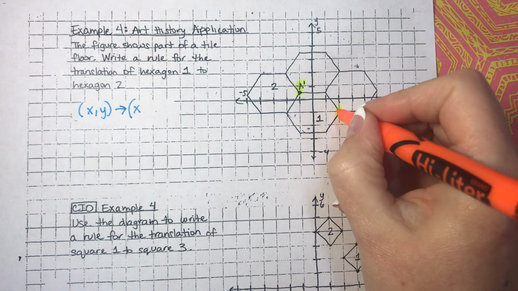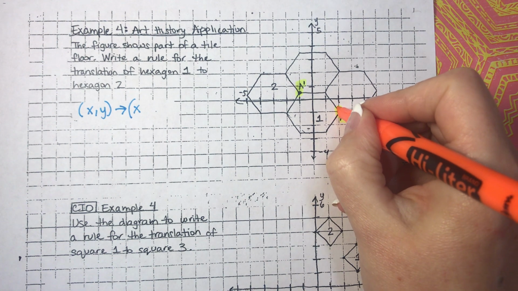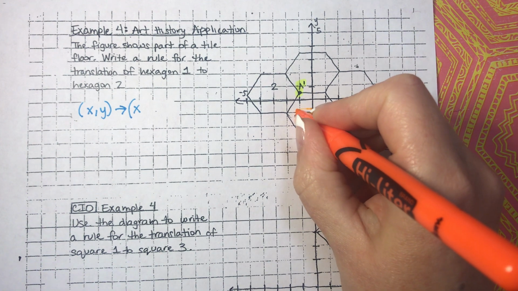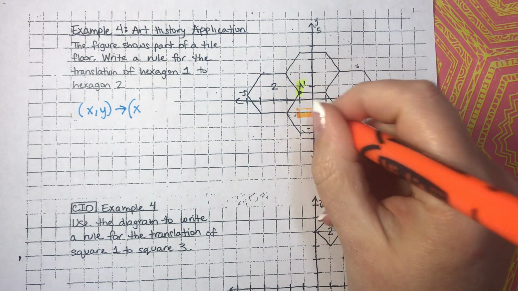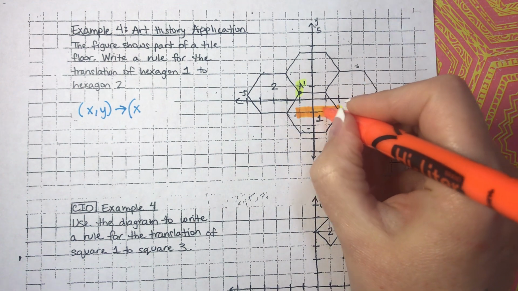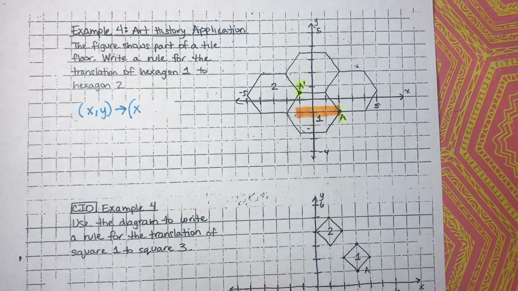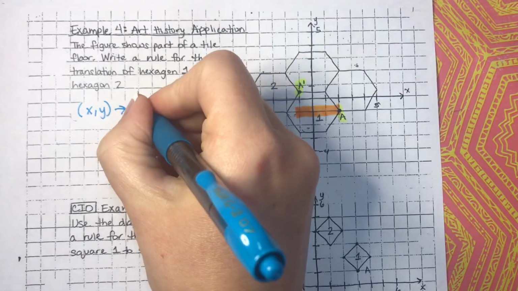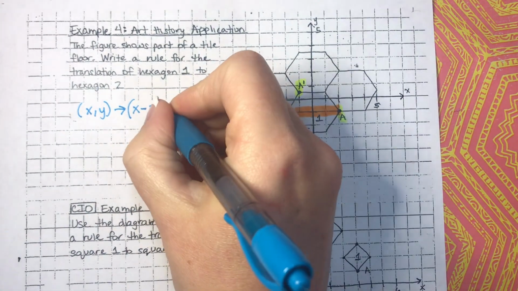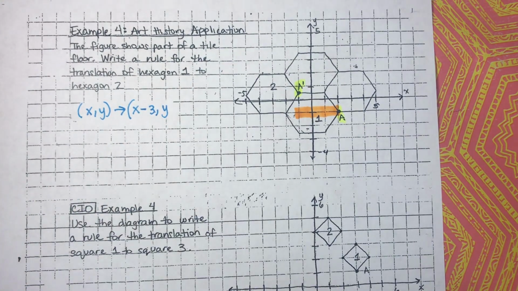What are we doing? We're starting here, and we're going in the negative direction 1, 2, 3. If you see that, right at 3, it's going 1, 2, 3 in the negative direction. So what we would say is X minus 3, comma, and then we're going to talk about the Y part. And what's happening with the Y part?